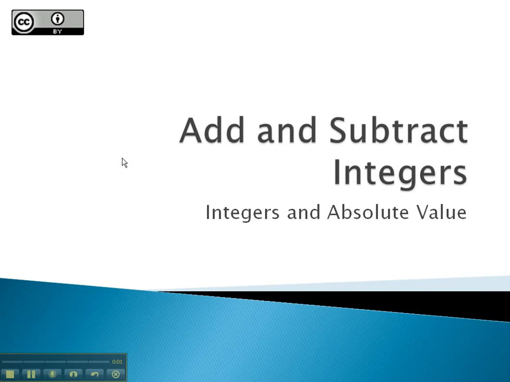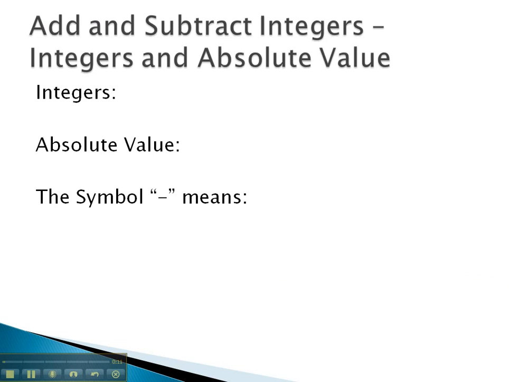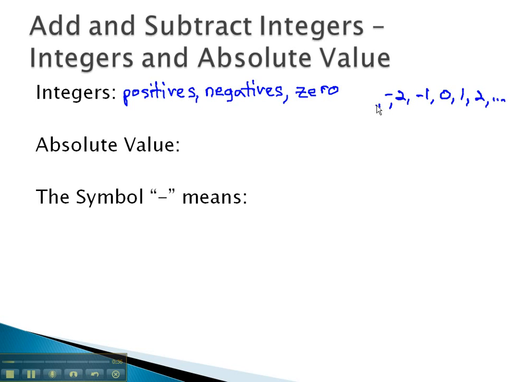In this video, we're going to take an introductory look at integers and absolute value. As we do, the first question we're interested in is what exactly is an integer? Well, an integer is a combination of all of the positive numbers, the negative numbers, and 0, because 0 is kind of the weird one that's not positive or negative. So you've got -2, -1, 0, 1, 2, and all the numbers before and after those.